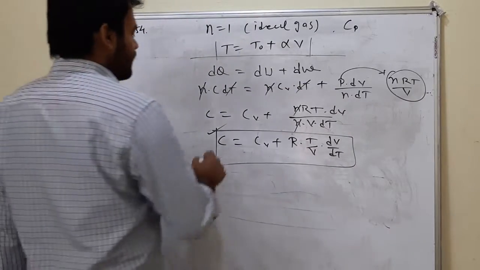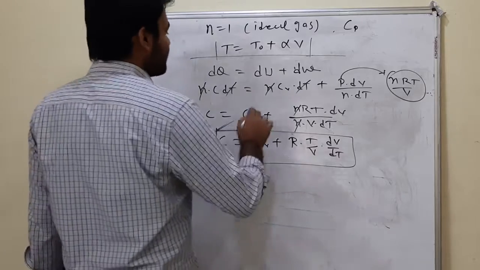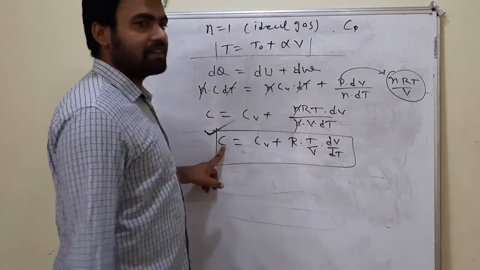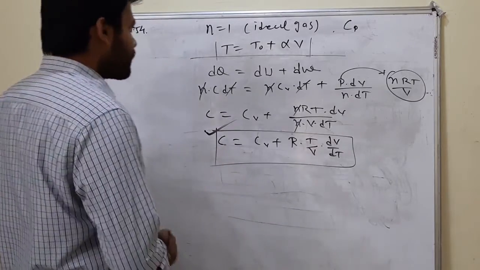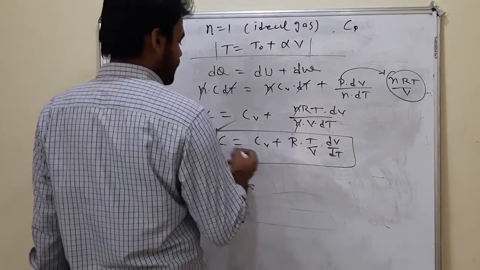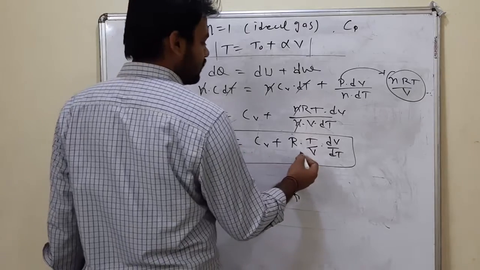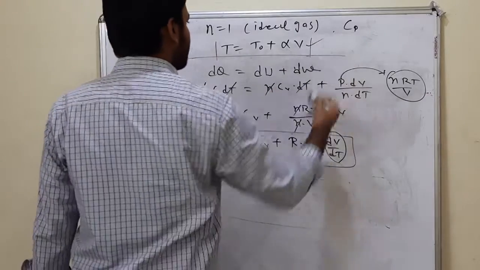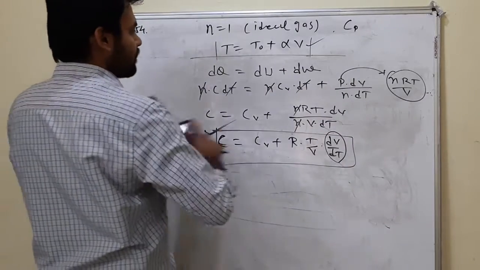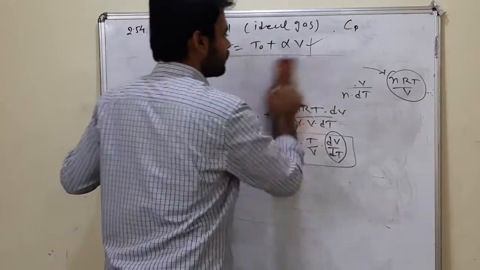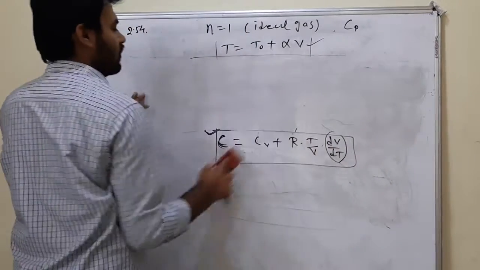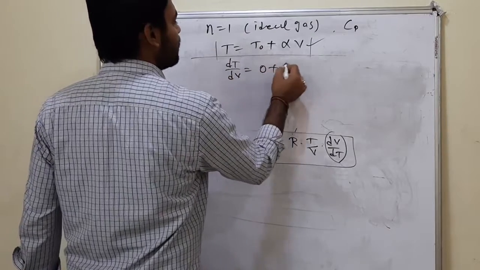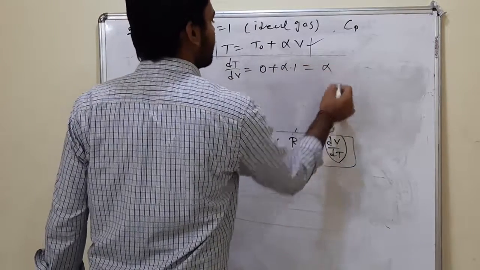Now I will use this expression to calculate the value of C, that is specific heat capacity of gas for the given process. Okay, so to get C I have to know the value of dV by dT, and I can get this value from this expression by differentiating that expression. I am erasing this part. Okay, so dT by dV will be equal to constant 0 plus alpha times 1, that is just alpha.